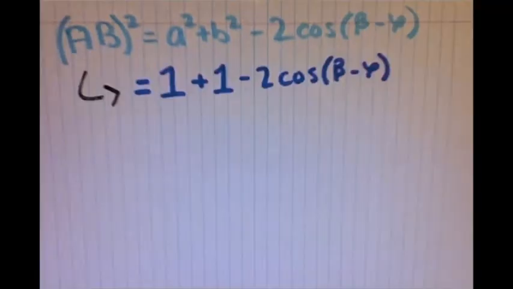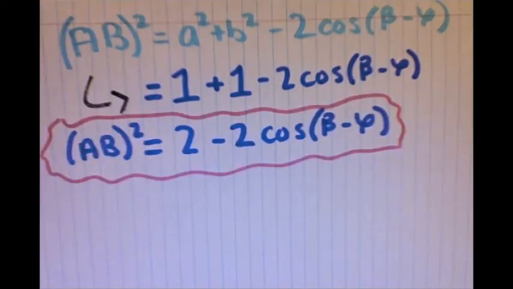Starting with the equation, a would be one of the legs of the triangle, which is a radius of 1, or length of 1, because it is the radius of the circle. A squared is 1. And b would be the same exact thing, 1. So you have now AB squared equals 1 plus 1 minus 2 cosine of beta minus alpha. Combine like terms, and you have AB squared equals 2 minus 2 cosine(beta minus alpha). That's how you find the length of AB using law of cosines.